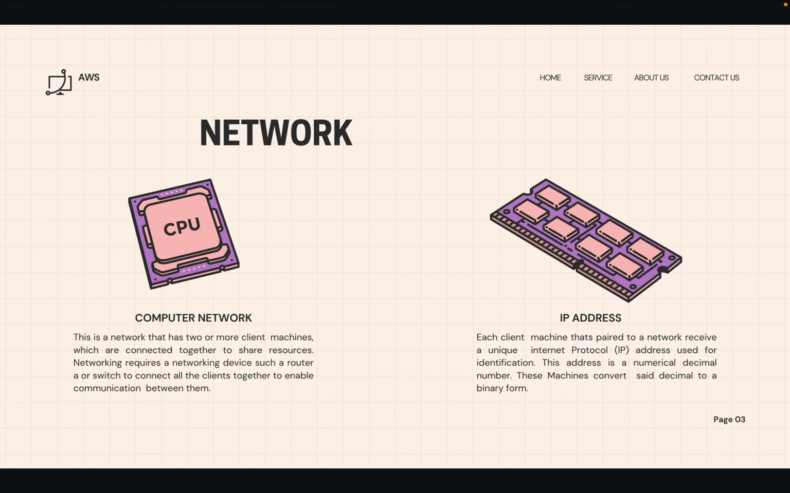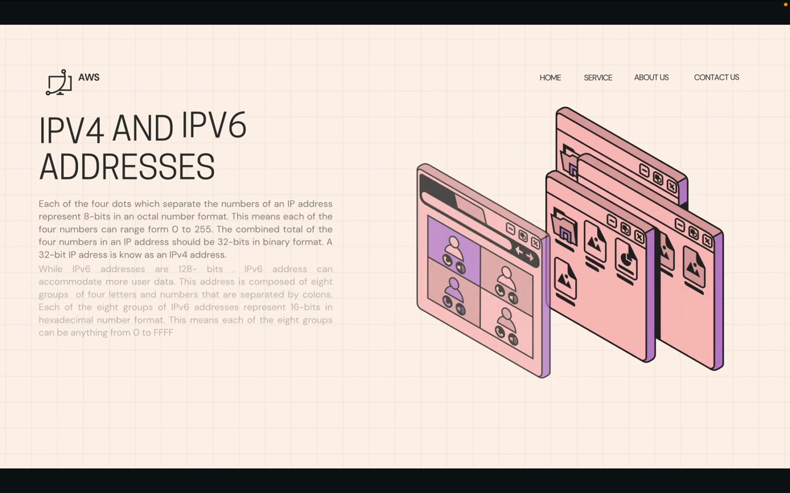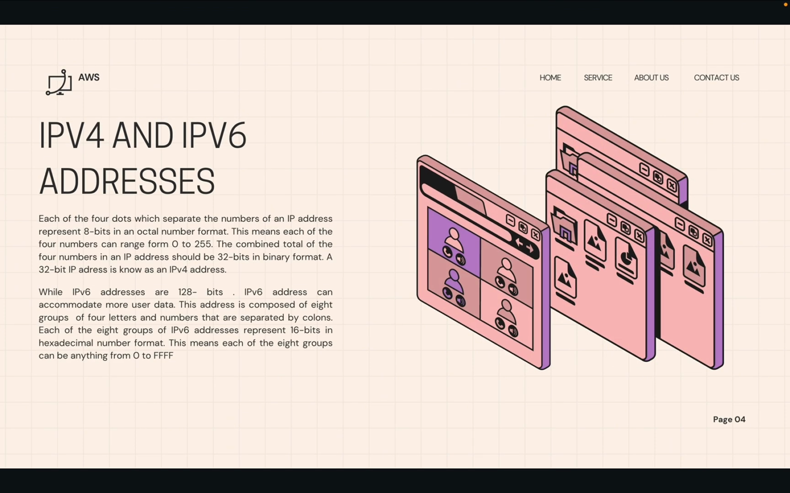This address is a numerical decimal number. These machines convert said decimal to a binary form. Each of the four dots which separate the number of an IP address represents 8 bits in an octal number format. This means each of the four numbers can range from 0 to 255. The combined total of the four numbers in an IP address should be 32 bits in a binary format.